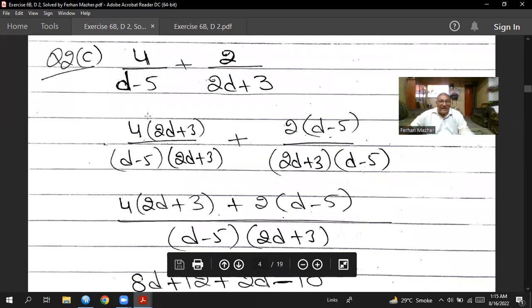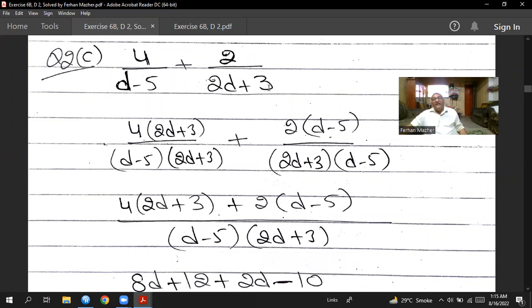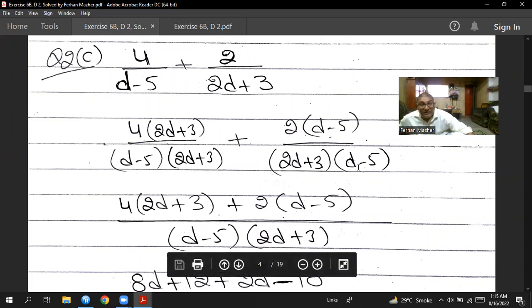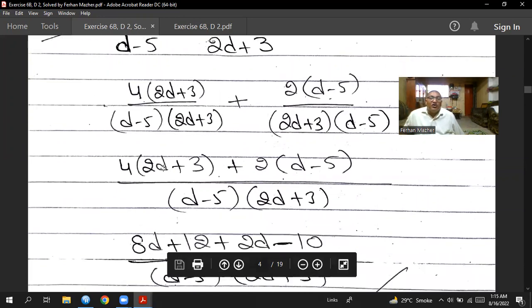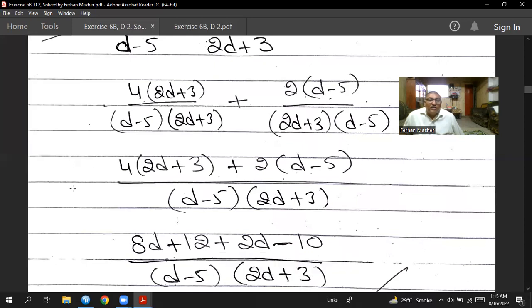Okay. So here upstairs and downstairs multiply with 2d plus 3. You can see I have done that. And in this fraction, multiply upstairs and downstairs with the bracket d minus 5, d minus 5 upstairs, d minus 5 downstairs. So now you can see this denominator is the same, so I can write a single fraction. That single fraction will be bracket d minus 5 bracket close, bracket start 2d plus 3 bracket close. So here upstairs you will have 4 bracket 2d plus 3. Here you will have plus 2 bracket d minus 5 bracket close.